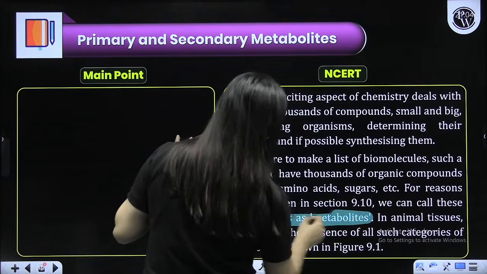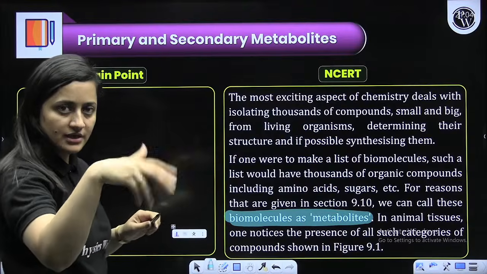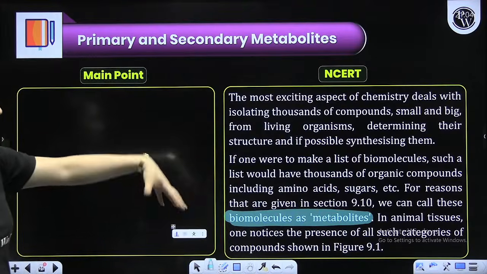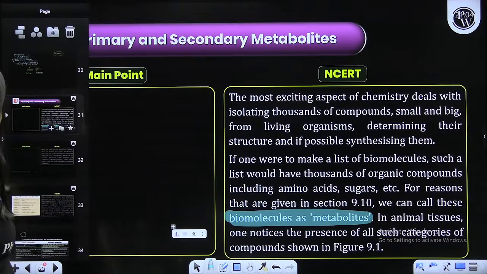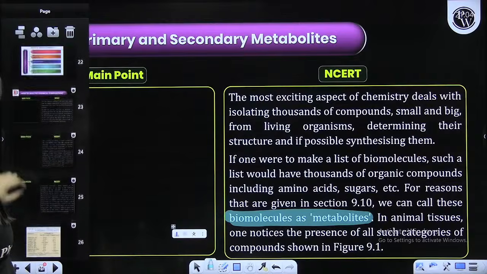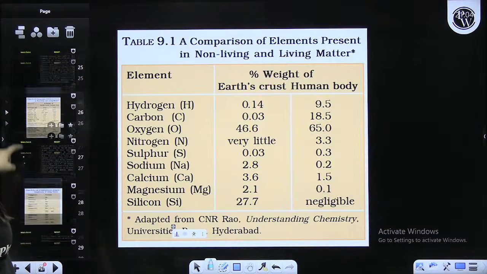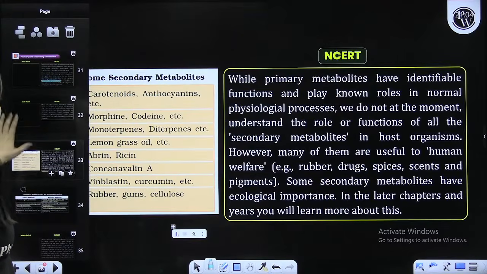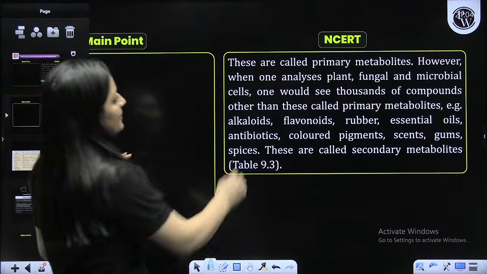Biomolecules are metabolites. We know that they are taking part in chemical reactions. So in animal tissues, one notices the presence of all such categories of compounds which are in figure 9.1. So they have given this 9.1. This is the table. They are talking about the figure. So it is present. Now the next part is, these are the primary metabolites.